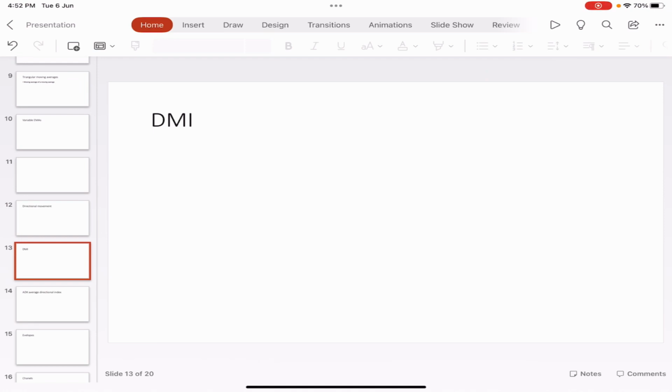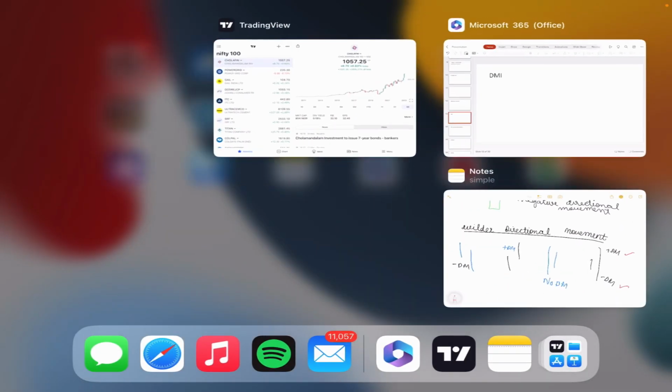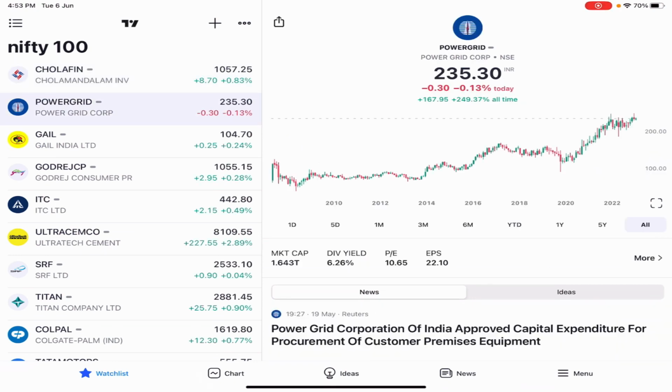We will now also go and see the practical aspect of it, and we will see how it looks on the chart. Before that, let me just quickly tell you what a DMI really is. So a DMI indicator, I'll just show it to you on the chart first. Let's go on Power Grid.